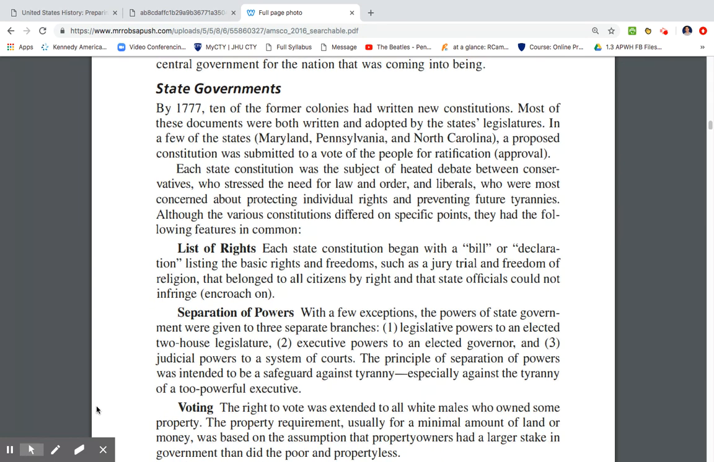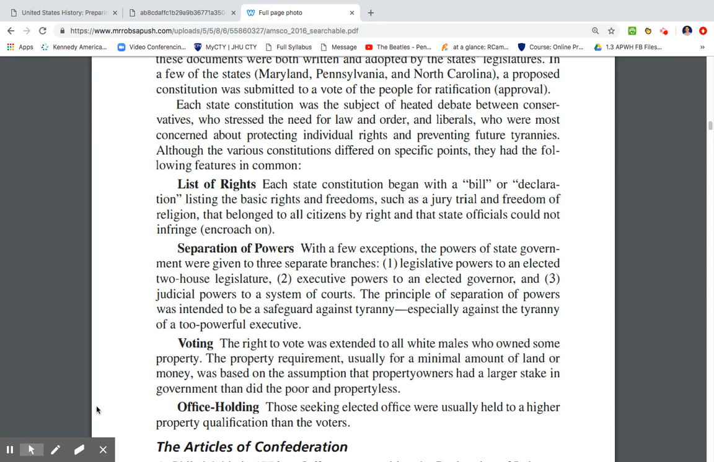Separation of powers. With few exceptions, the powers of the state government were given to three branches. The legislative, the power to elect the two-house legislature. The executive powers, an elected governor. And judicial powers, the system of courts. The principle of separation of powers was intended to safeguard against tyranny. So the separation of powers, the three branches, were created specifically because they did not want one person to have too much power or one branch to have too much power.